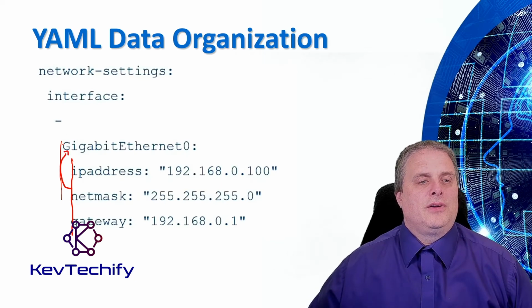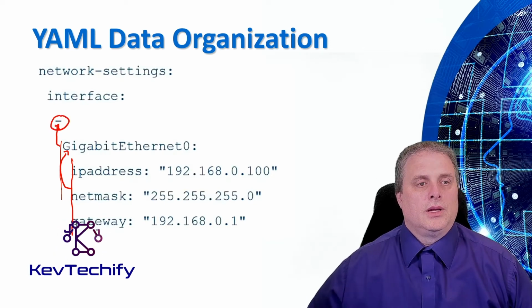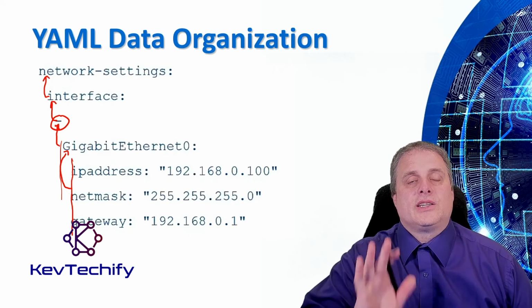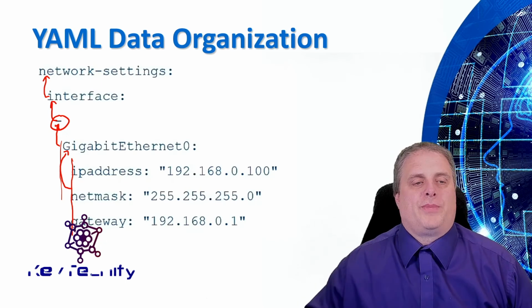The Gigabit Ethernet 0 is an item in a list because of the dash. This list is part of the interface object. This interface is part of the network settings object. This is all defined by the indentation. Each one is indented one more space over.